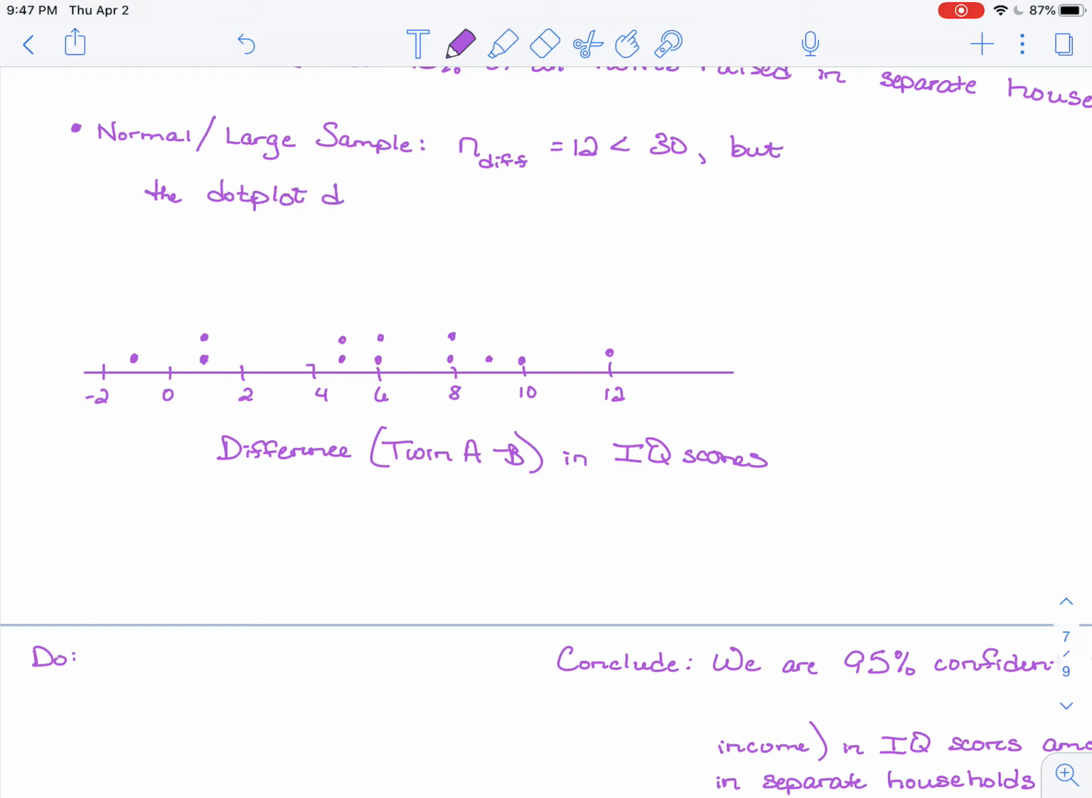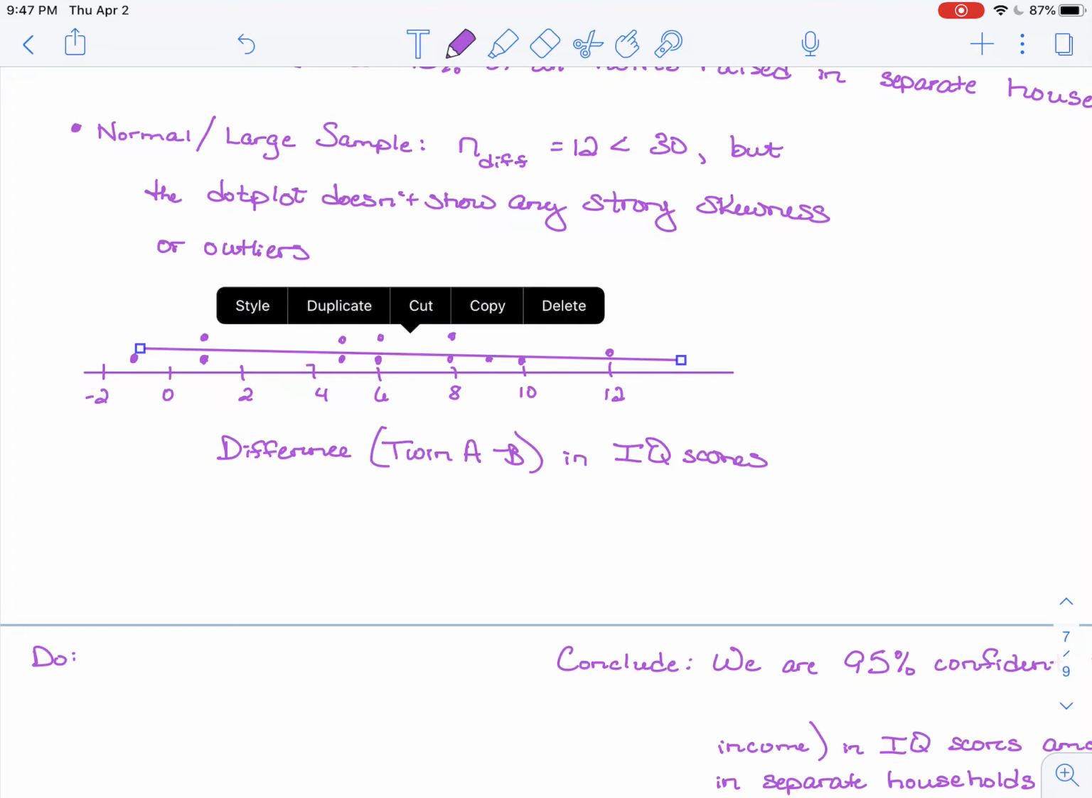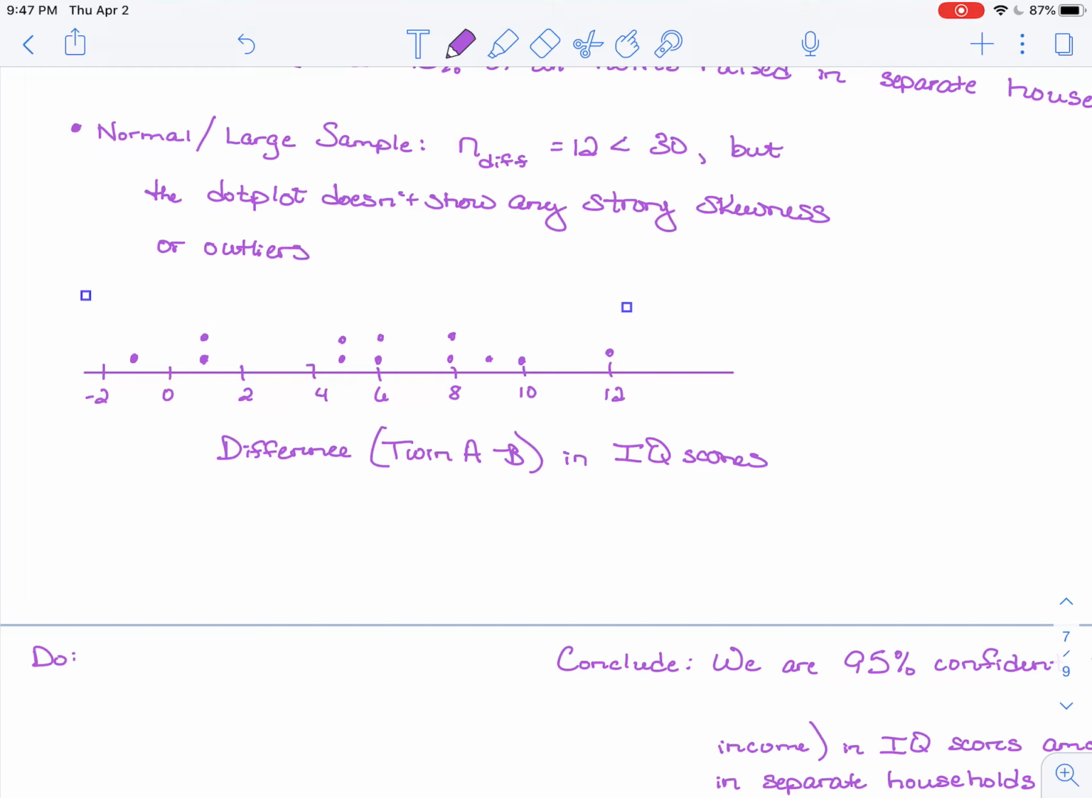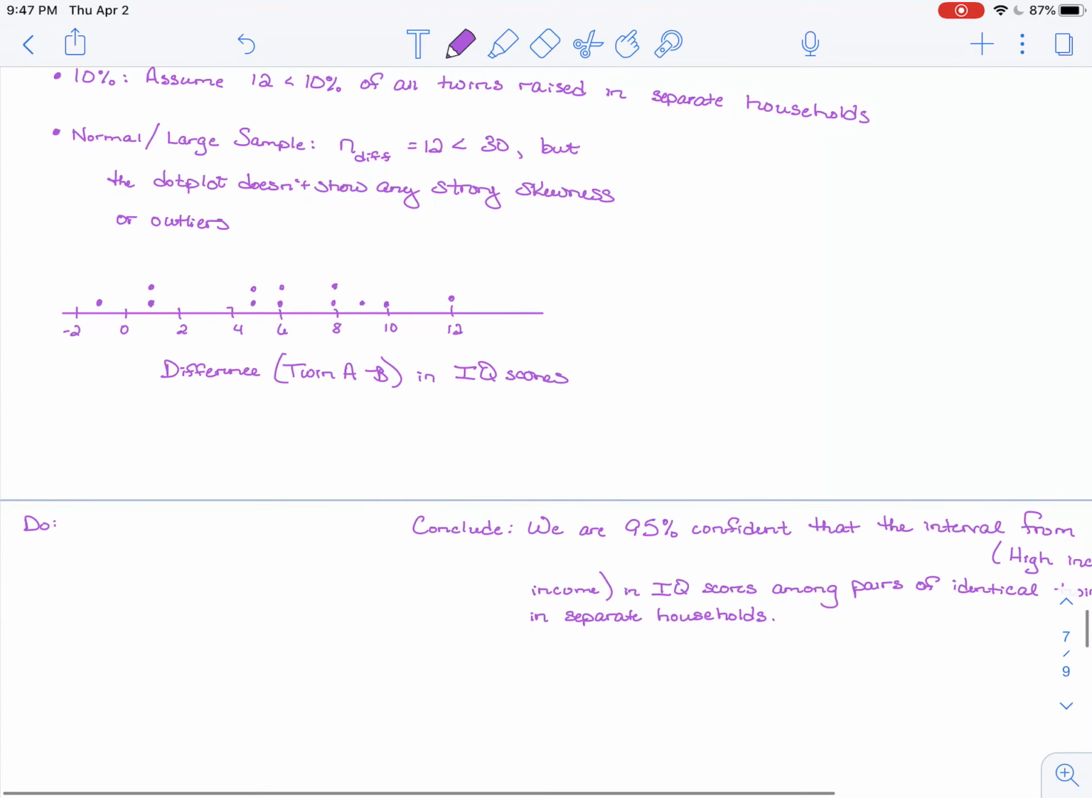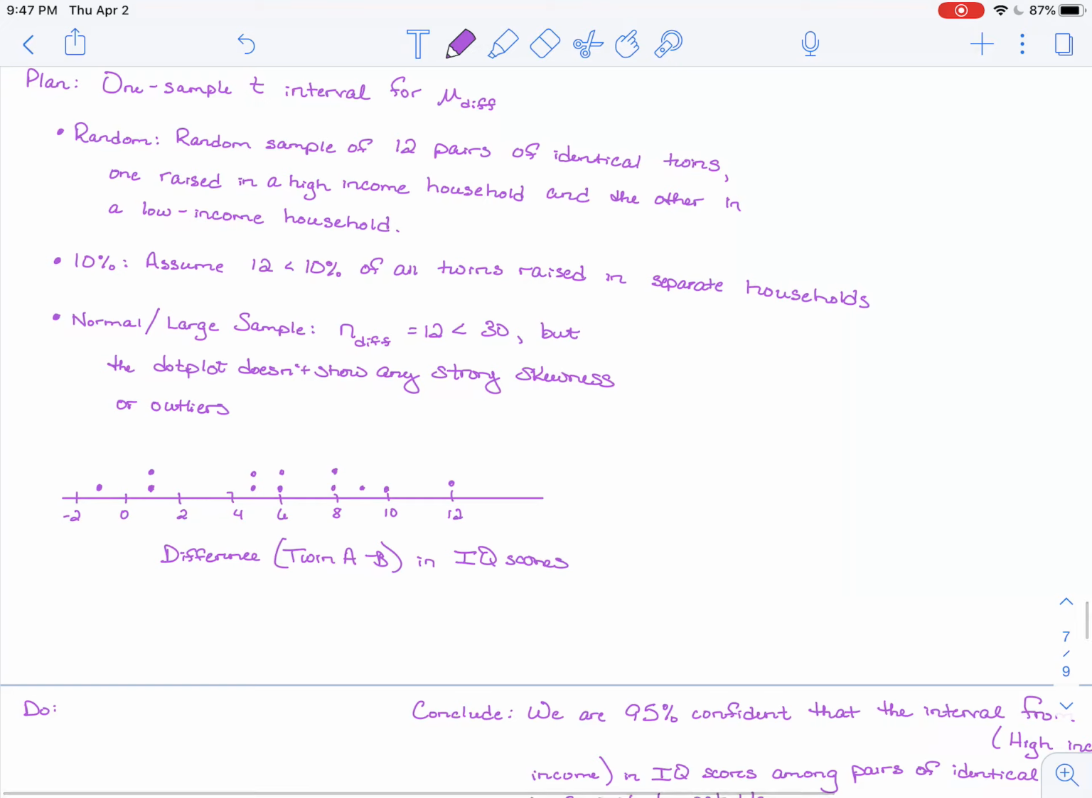however, our dot plot isn't showing strong skewness or outliers. So we can proceed. We've passed those conditions.